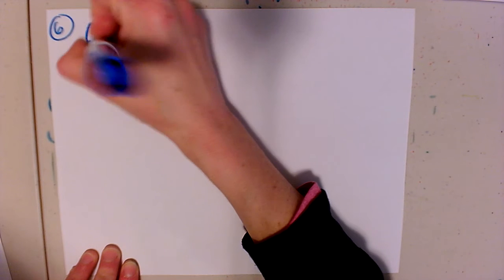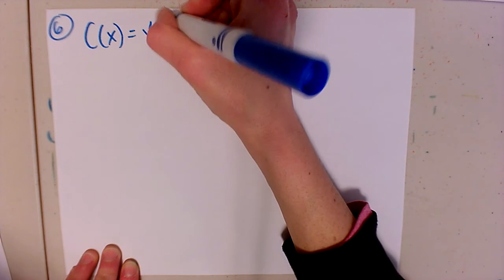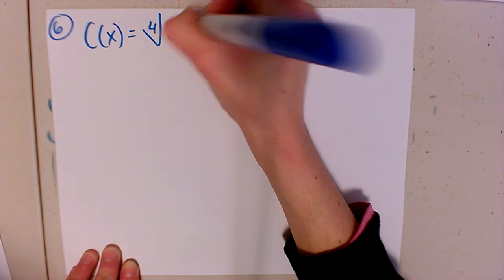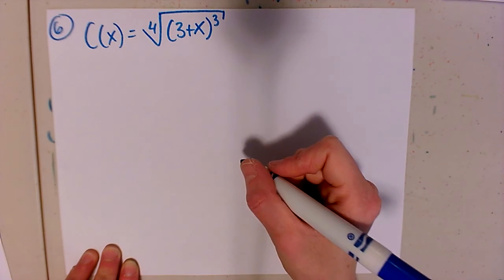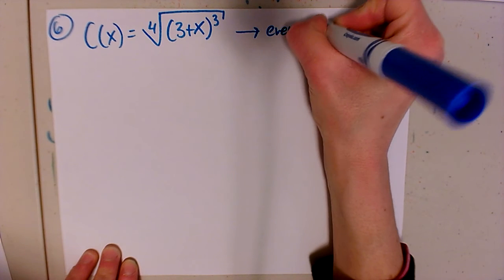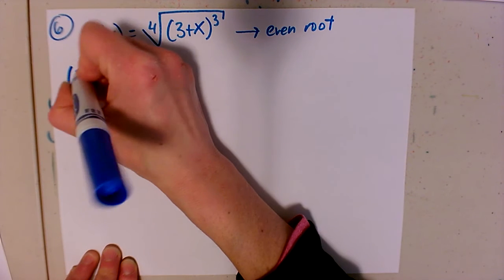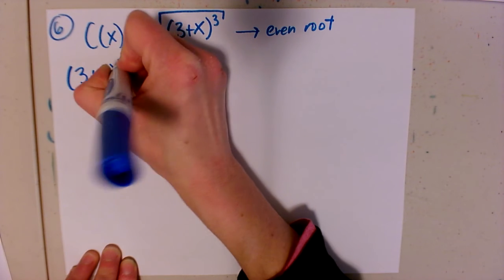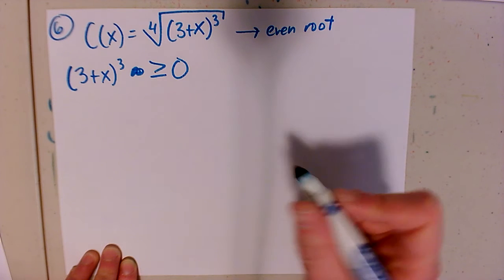So for number 6, we have big C of x is equal to the 4th root of 3 plus x, the whole thing cubed. Alright, so this is an even root, right, because our root is 4, so we have to take what's inside the radical, which is 3 plus x, the whole thing cubed, and set it greater than or equal to 0.